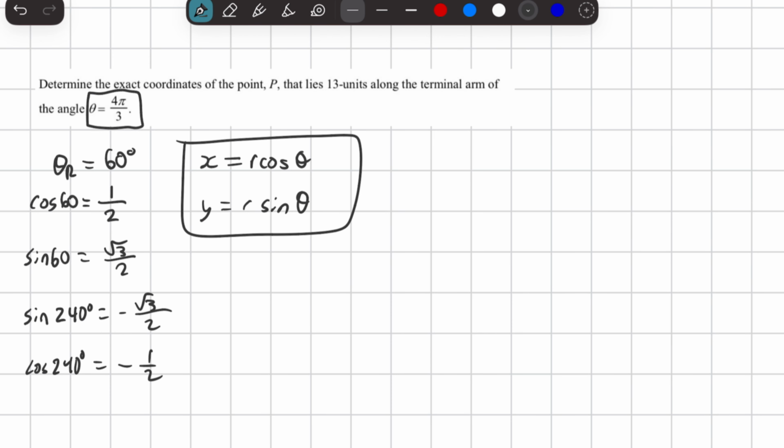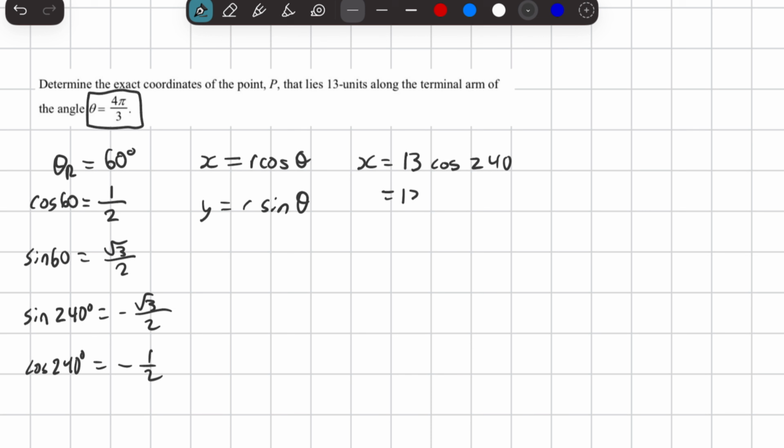So let's go ahead and do it for x. So x equals r, which is 13, times cosine of 240 degrees, which is equal to 13 times negative 1 over 2. And that is going to give you negative 13 over 2. So this is what your x value is going to be.